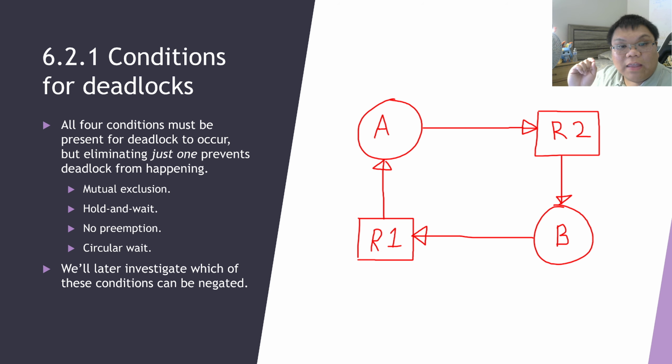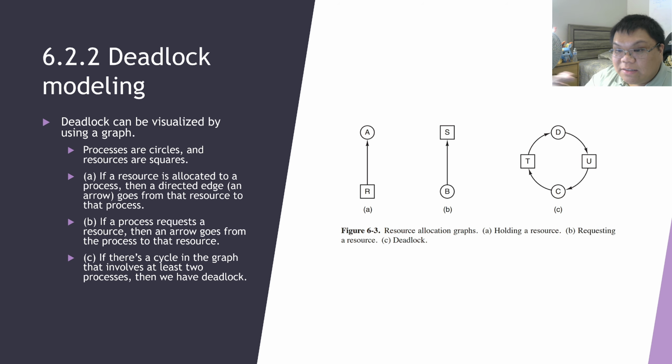But here's the thing. If we eliminate even just one condition, that is enough to keep deadlock from happening. We're going to look into what condition we can eliminate in a little bit. But let's explain what this diagram is. So we can visualize deadlock using a graph. Processes are circles, resources are squares. If a resource is allocated to a process, then we draw an arrow from the resource to that process. If a process requests a resource, then we draw an arrow from that process to that resource.